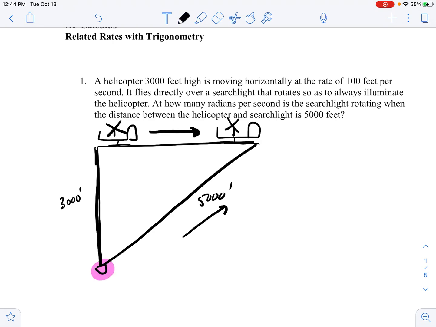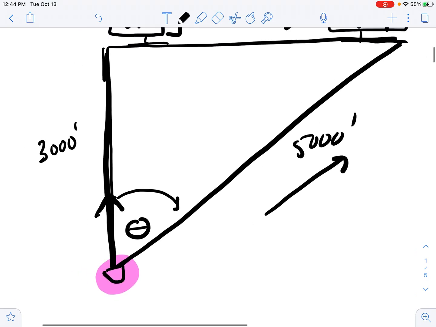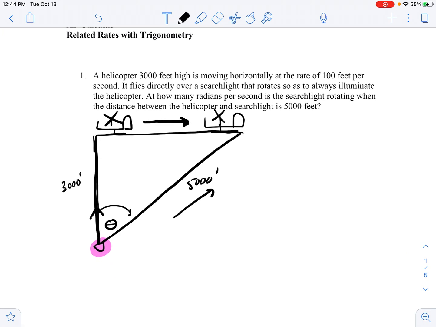Well, this is our searchlight right here. And at first, when the helicopter's overhead, it's pointing up. And what happens as the helicopter travels to the right, this angle is going to increase. I'm going to call this angle theta. We typically use the letter theta to represent angles in this course. Okay? And so basically, we're looking for the rate at which theta is changing. What rate is that angle changing when the helicopter is 5,000 feet from the searchlight?